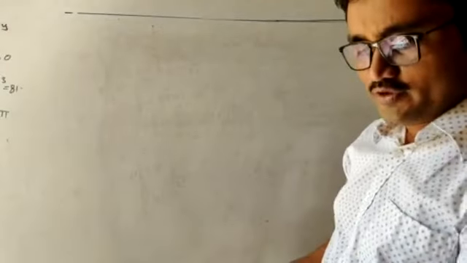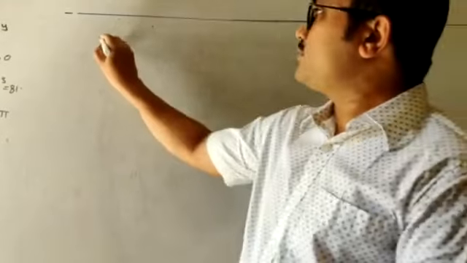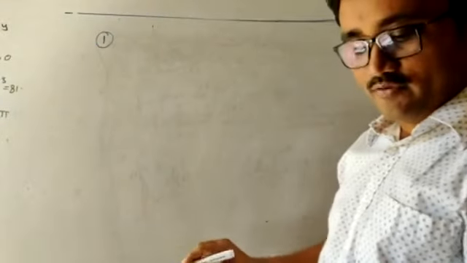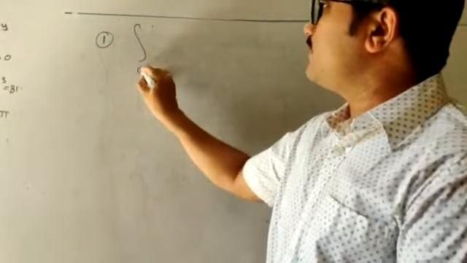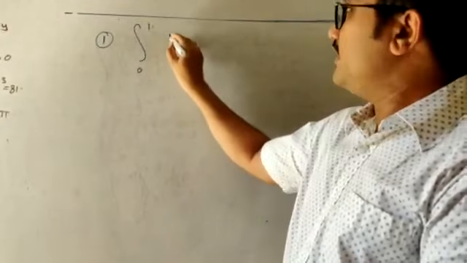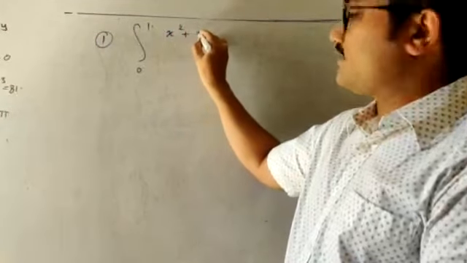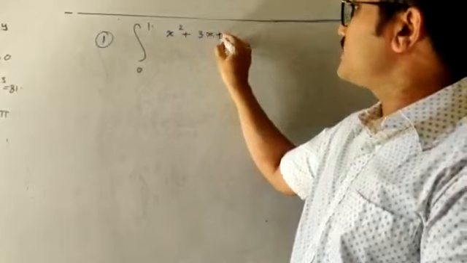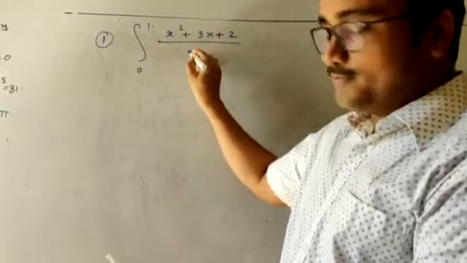You have a questionnaire with you. Let us solve the questions from that. I noted a few questions from it. I'll begin with question number 1 in order. Question number 1 is integration from 0 to 1 of x square plus 3x plus 2 upon root x.